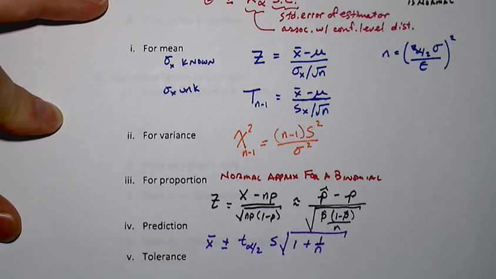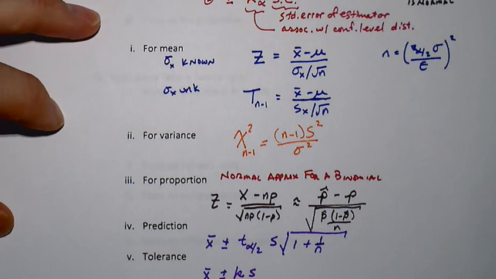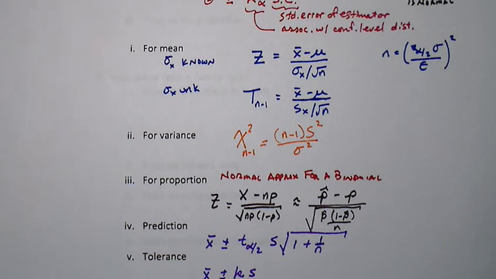And then for the tolerance interval, that's really just x bar plus or minus a tolerance constant k times our sample standard deviation, where we get that k out of tables, but it's really very much associated with the t-distribution again, just as before.